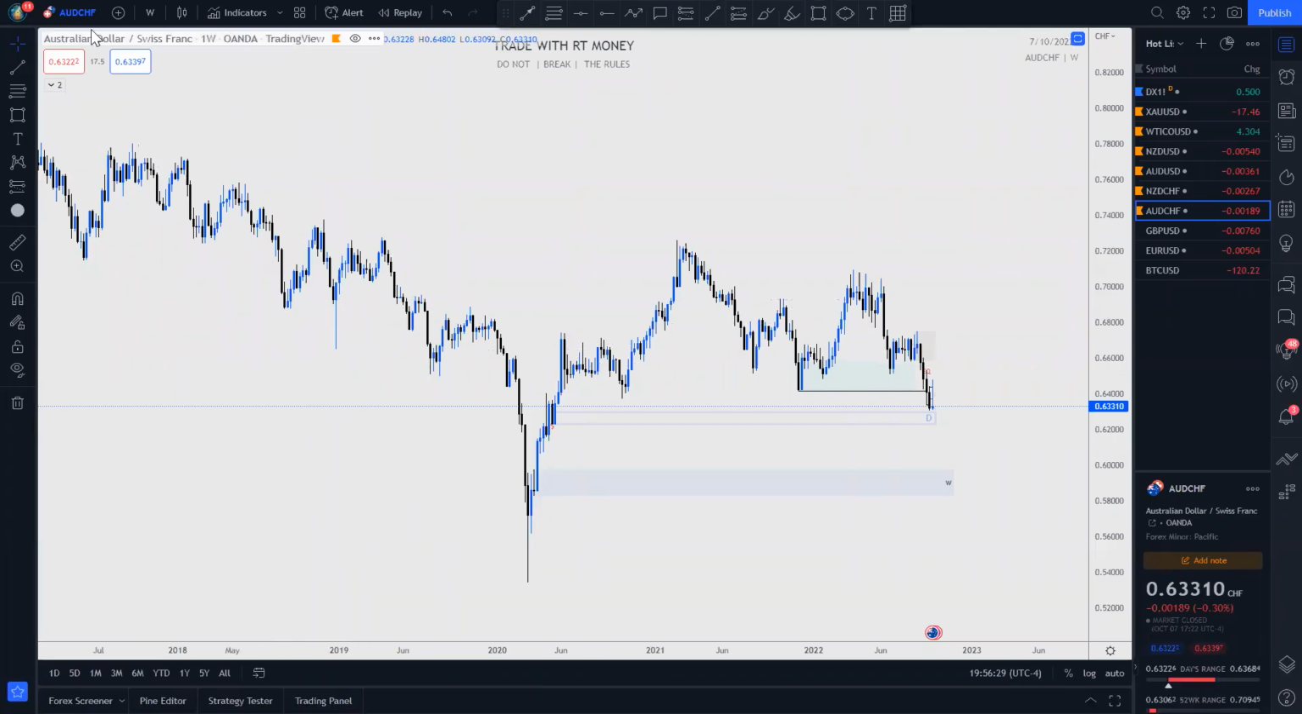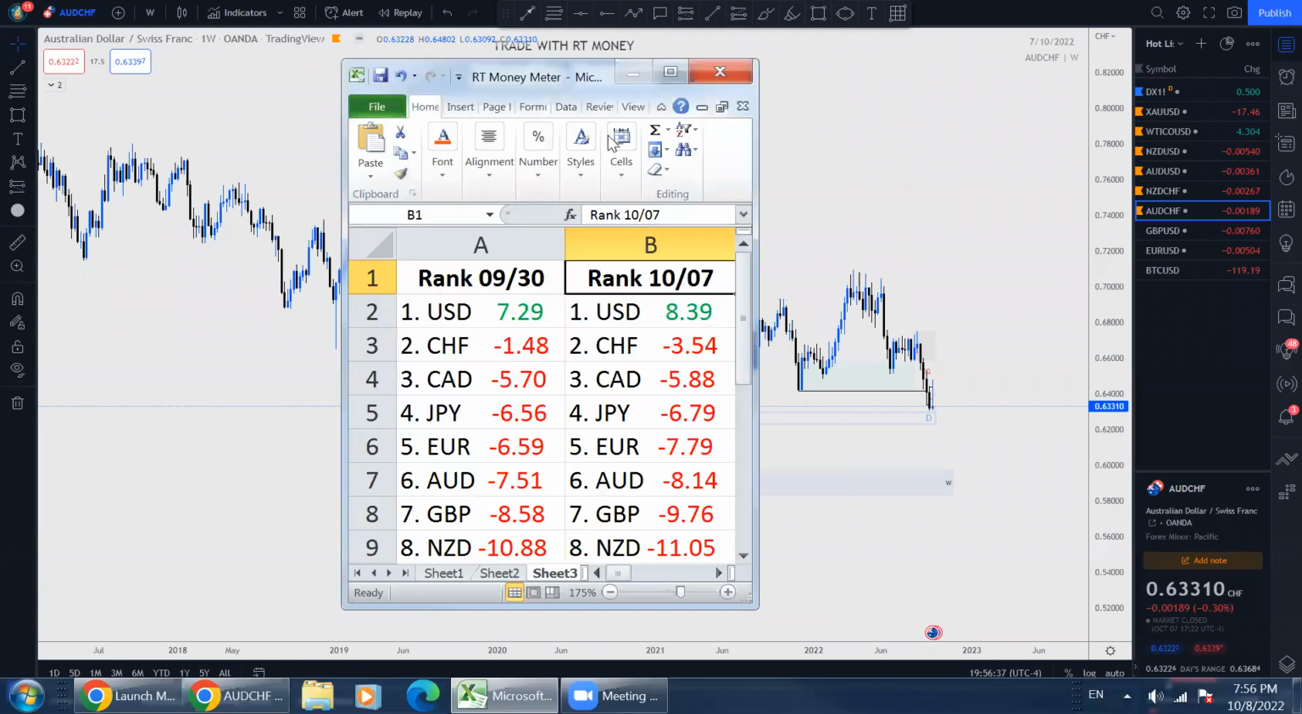We're going to take a look at Aussie Swiss, the Aussie dollar against the Swiss franc. Let's take a look at the RT money meter. And what do we have? The Swiss ranked number 2 last week at minus 148. The rate of change is showing that it's going down. Minus 354 this week. It is getting a little weaker. However, it is ranked number 2. It is one of the strongest of all of the currencies.